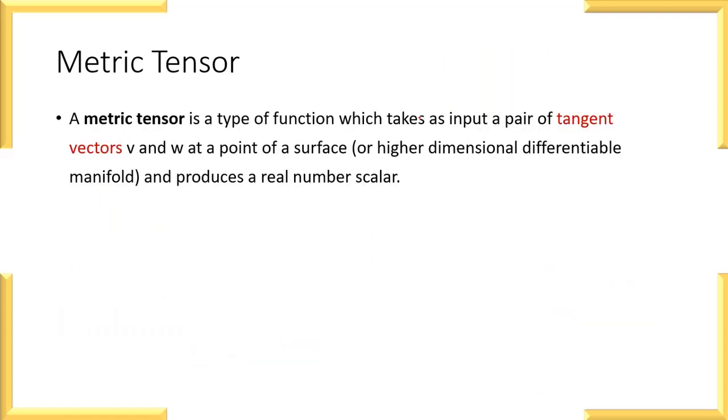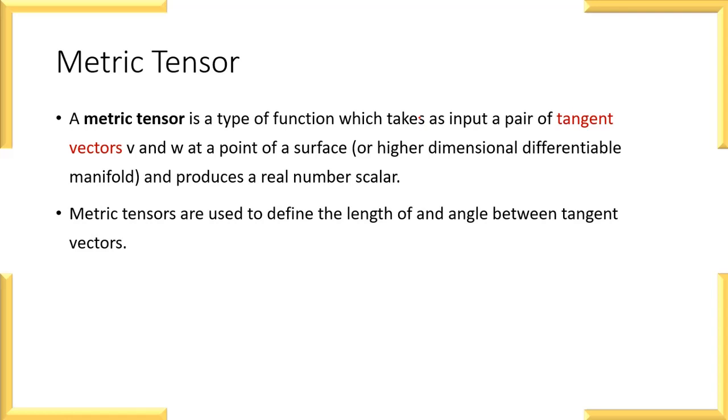Consider the metric tensor as a type of function which takes as input a pair of tangent vectors, say v and w, at some point on the surface, which is a higher dimensional manifold, and produces a real number, a scalar, which is a distance or an angle. A metric tensor is used to define the length or the angle between two tangent vectors. It is something like a scalar product, a dot product. We know using the dot product we can measure the magnitude of a vector and also the angle between two vectors. This is the use of the metric tensor in tensor algebra.